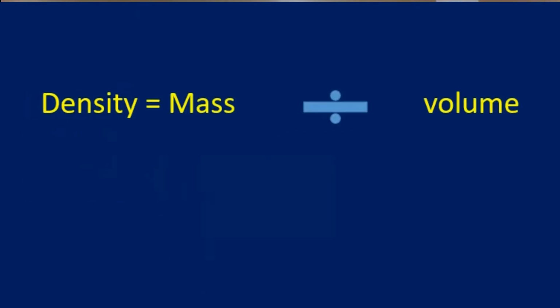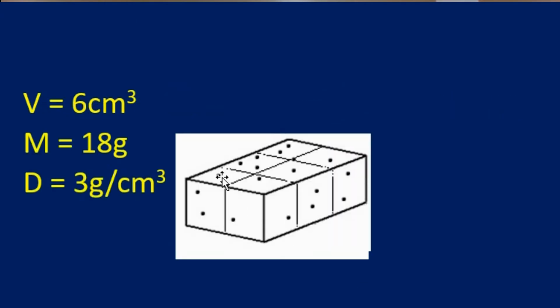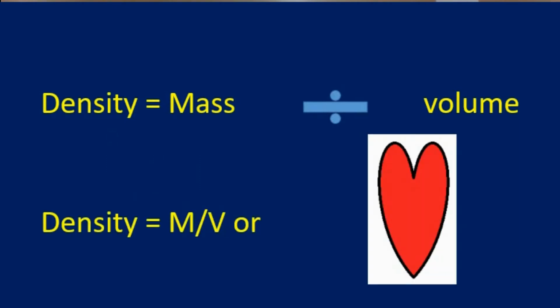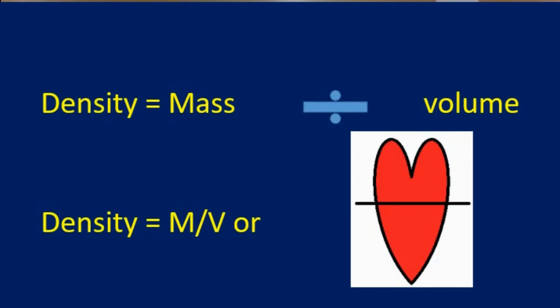So here's a bit of math for you. You could easily do that if you just say density equals mass divided by volume. My mass was 18, and I divided it by 6, and I ended up getting 3 grams per cubic centimeter. You can remember this formula, by the way, if you remember density as a heart, and sometimes density breaks your heart. See what I did there? There's the M and there's the V. So that's the formula for density.